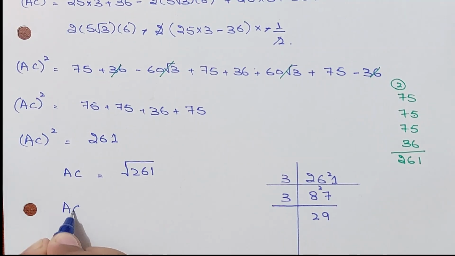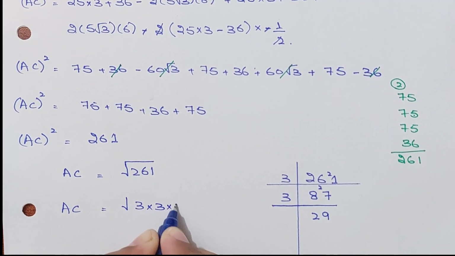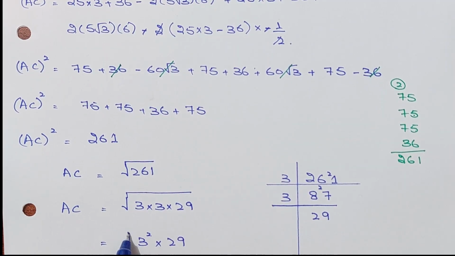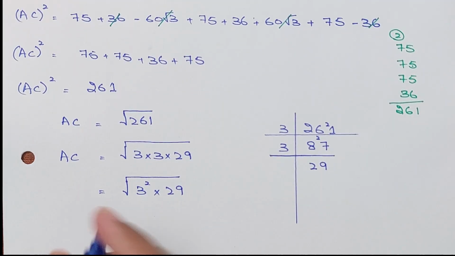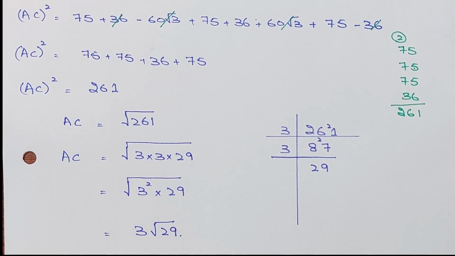So we can say AC is square root of 3 times 29. So we have 3 in a pair, so we can say square root of 3 square times 29, right? Or we can say 3 square root of 29 is the answer, A square root of B, where A and B are integers and they are greater than 1.